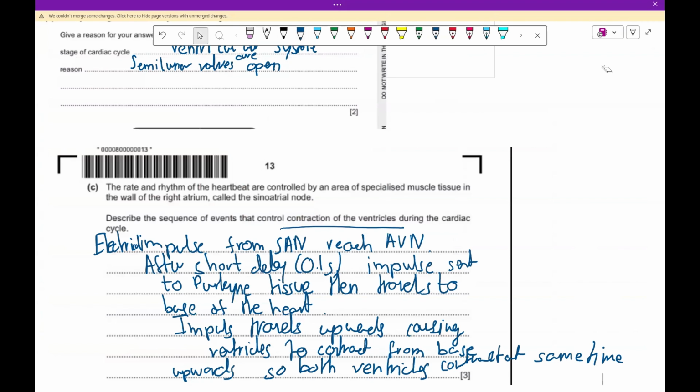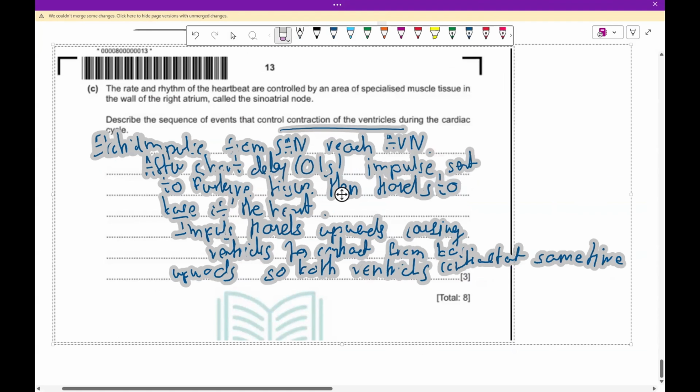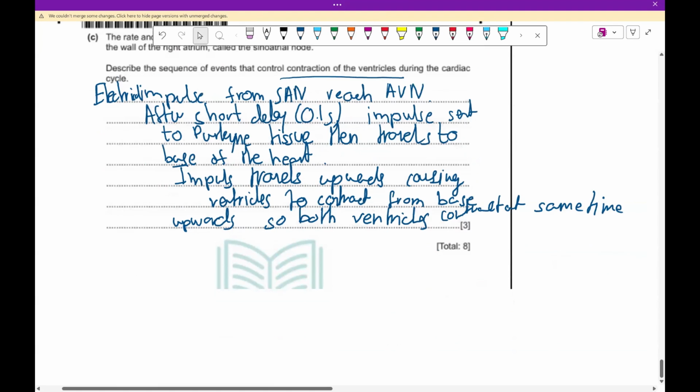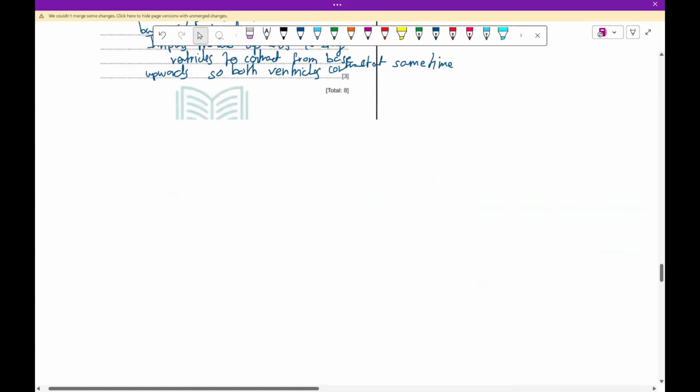Just need to get 3 points, right? So you have a margin. But to be on the safe side, just write that it travels upwards, because it's the whole sequence, all the events occurring in sequence. So hopefully you don't lose any marks, just to be safe. Let's just go to the next question.